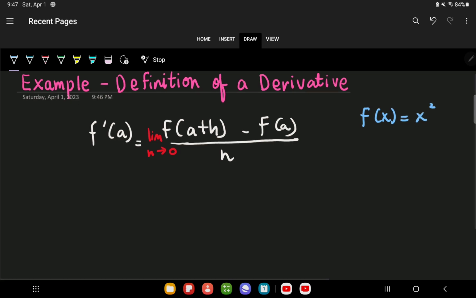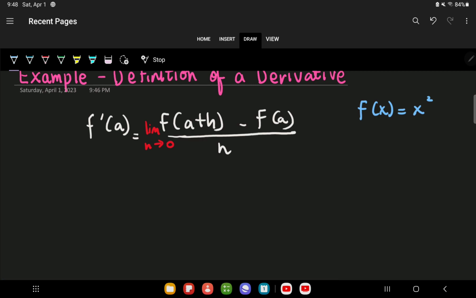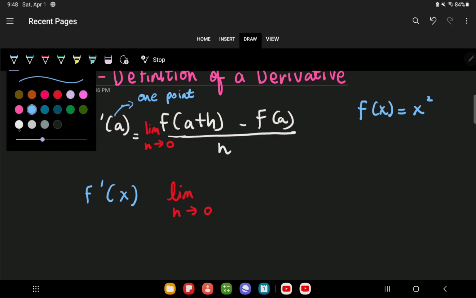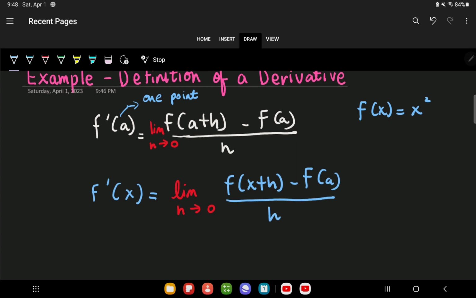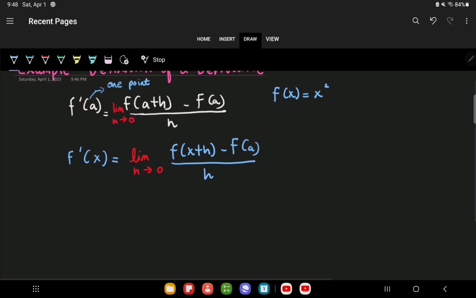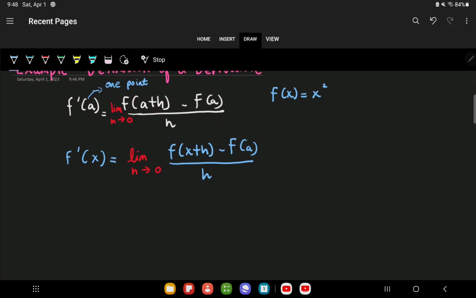And so f prime of a gives the formula at one single point. But if we do the calculation for every single point, we will get the same formula. So instead of a, if we pick any point x, the same formula still holds. So limit as h approaches 0, and everything else remains the same. f of x plus h minus f of x all over h. Okay, so that's the formula, and now let's calculate the derivative of f of x equals x squared.